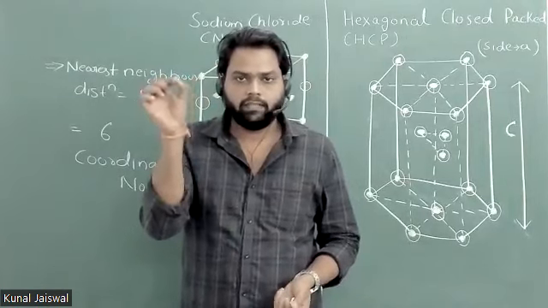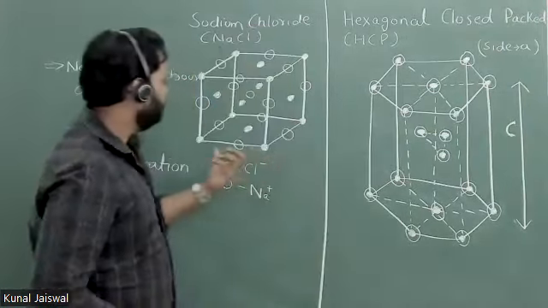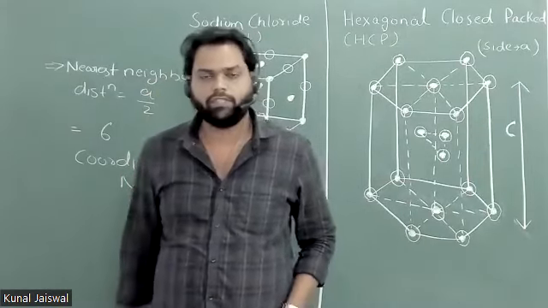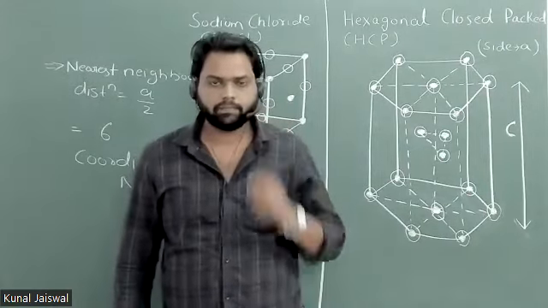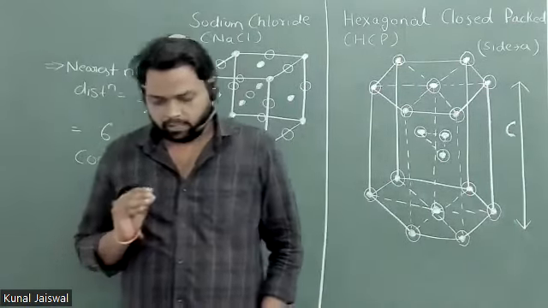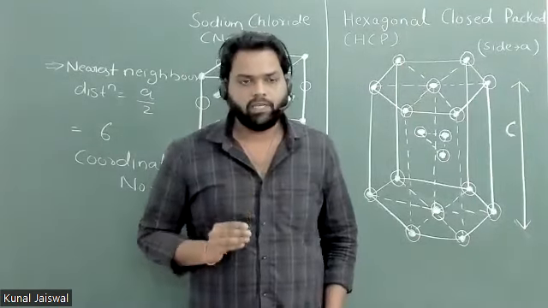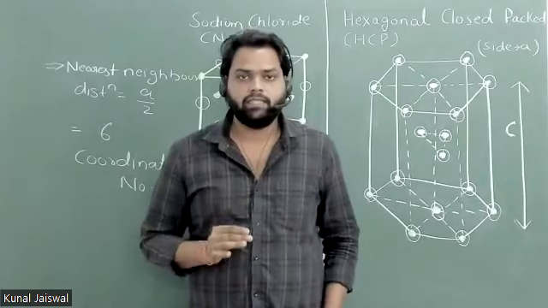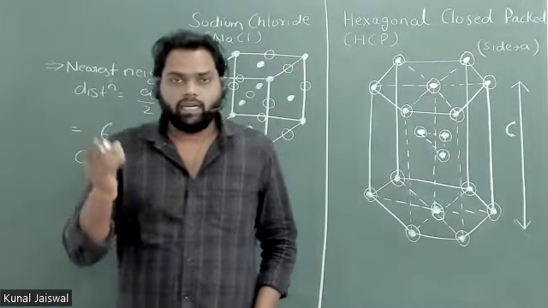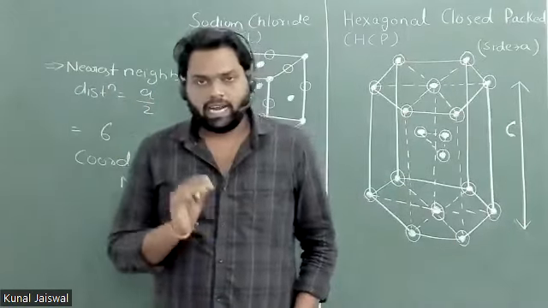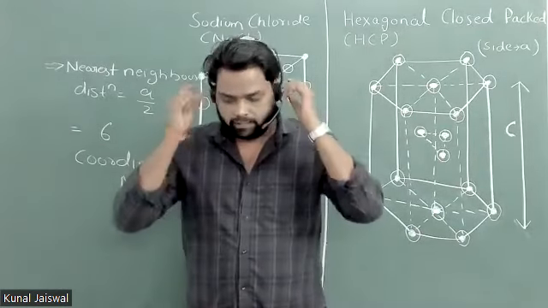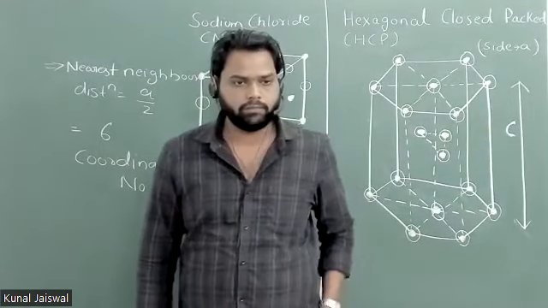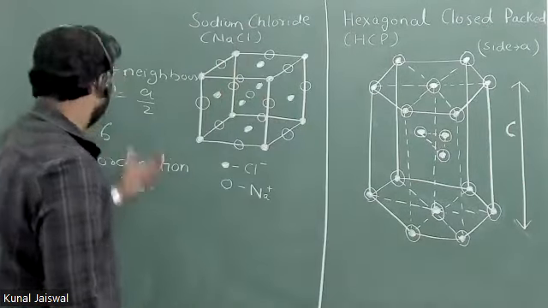Just mention a note in a bracket: Cl minus as a reference. In this figure, you are taking chlorine as a reference. Then write down the first point as I am conveying: there are 6 Na plus ions to the Cl minus ion, with the Cl minus ion as a reference, at a distance A/2. Okay, understood? Yes, sir. So this is about the nearest neighbor.